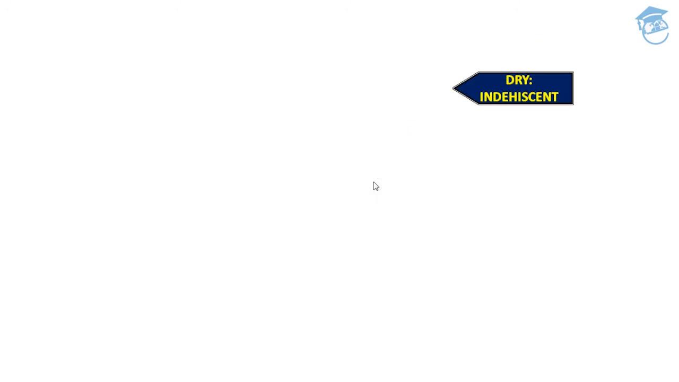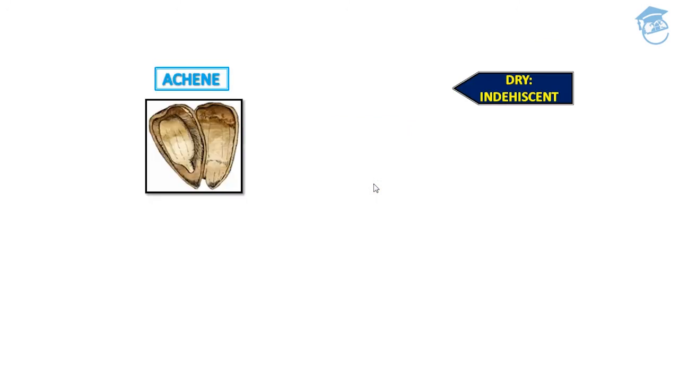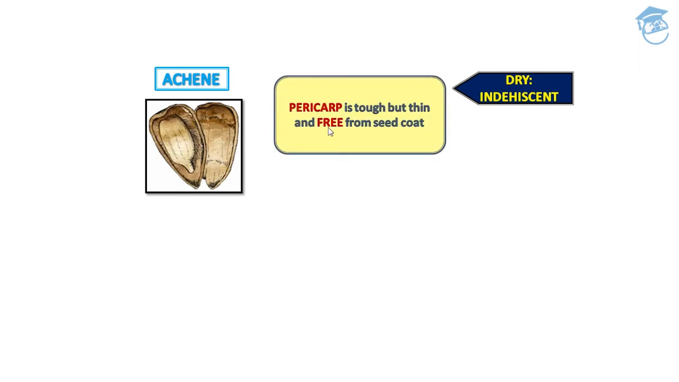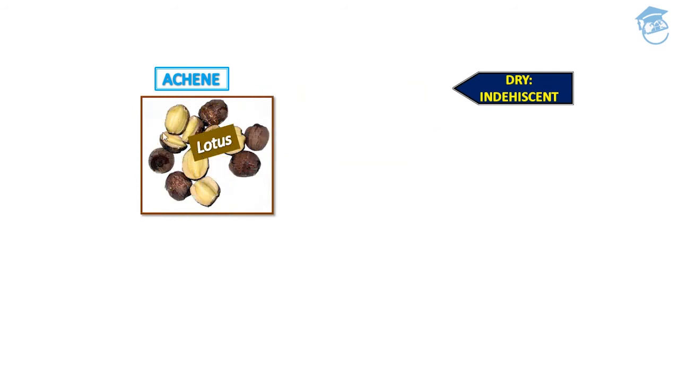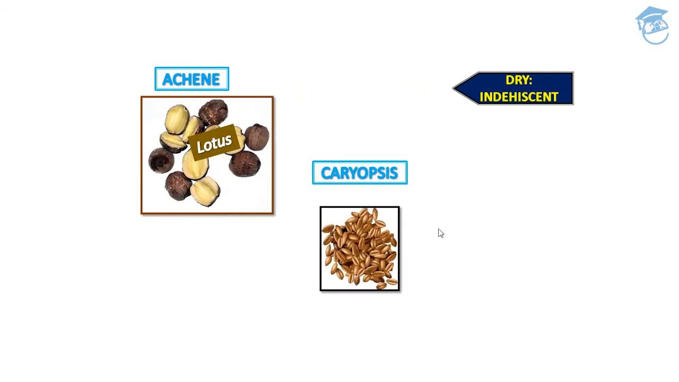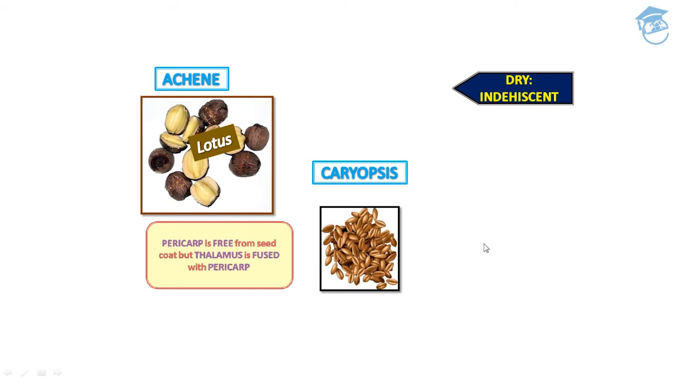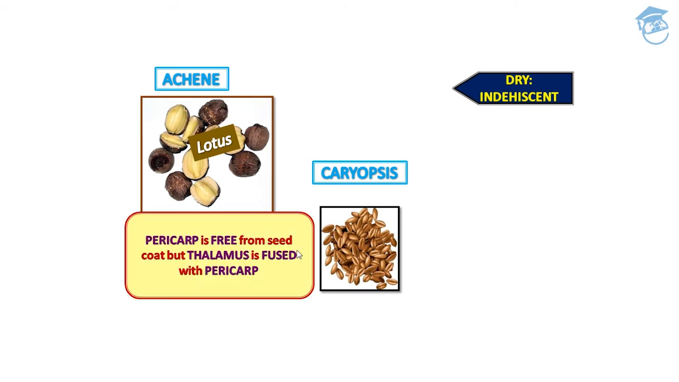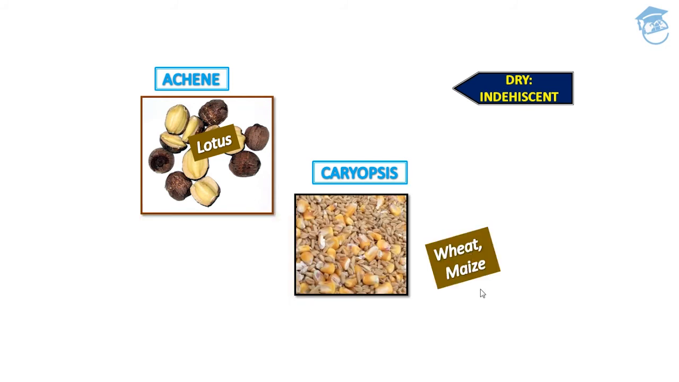Then comes dry indehiscent. For example, achenes. Okay, pericarp is tough but thin and free from the seed coat. It is seen in lotus. It is seen in caryopsis. Pericarp is free from the seed coat, but thalamus is fused with pericarp in case of caryopsis. So these are the two examples of dry indehiscent fruits. Such as wheat and maize, they are examples of caryopsis.